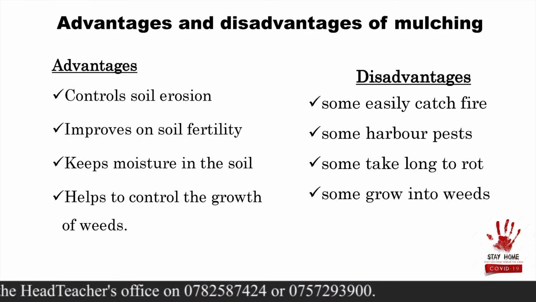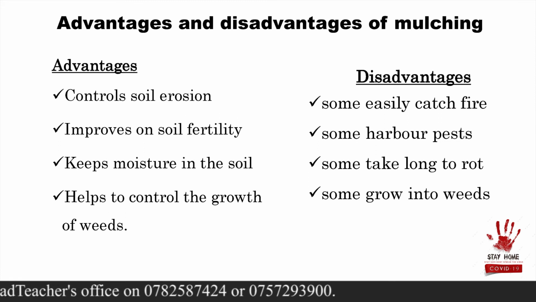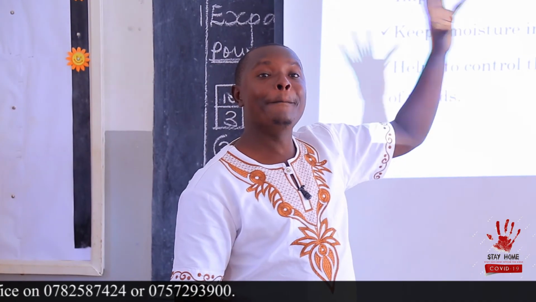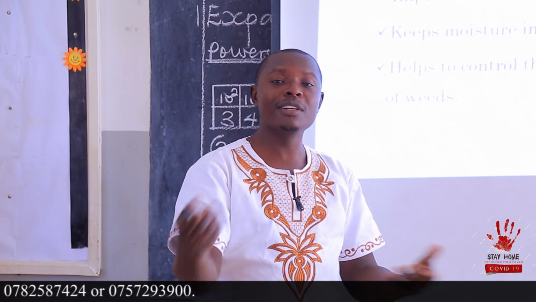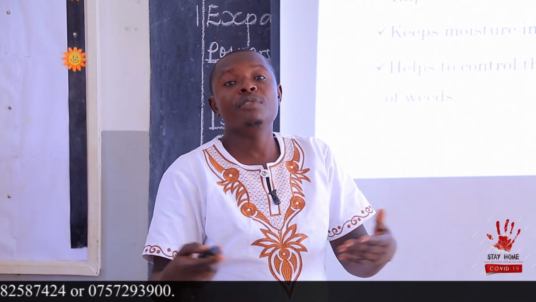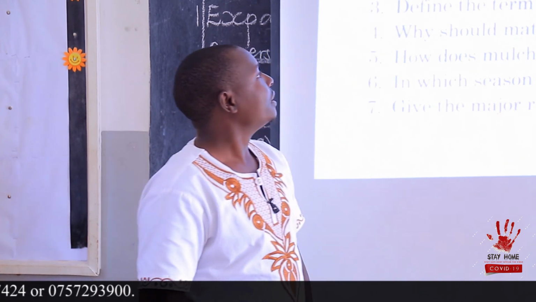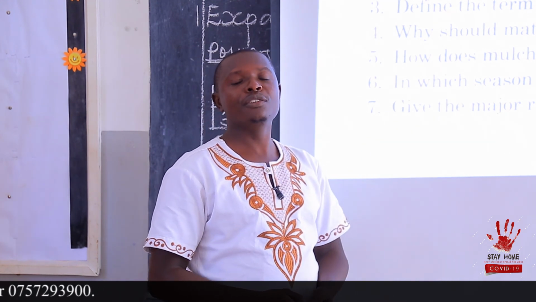Another one, some of them take long to rot. Some materials take long to decay in the soil, so some can grow into weeds. We have just been saying that mulching controls weeds. But you will find some that will fail to rot. And what will they do? They will just develop into weeds when it rains.